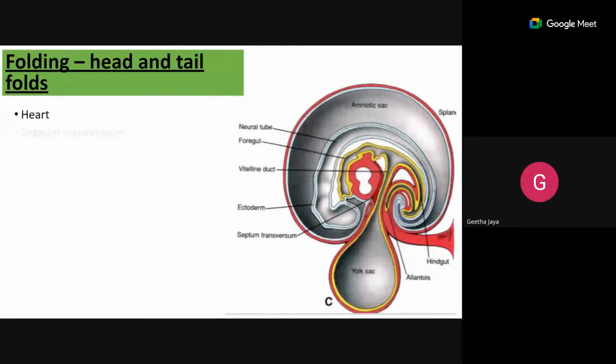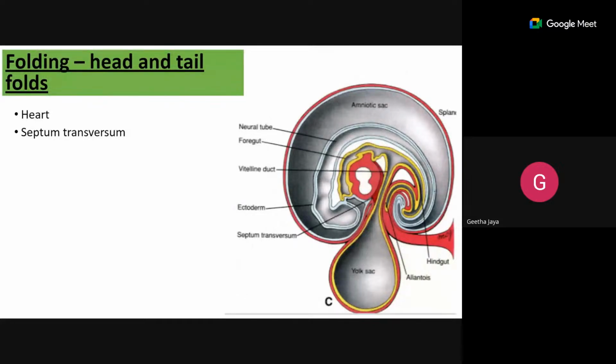So by now you must have understood where the heart is, where the septum transversum is. Septum transversum develops partly into the diaphragm, and partly lower down you have the development of the liver inside the septum transversum. Septum transversum is a part of mesoderm, but the developing liver is the parenchyma, the liver tissue. It is actually an outgrowth of the endoderm.